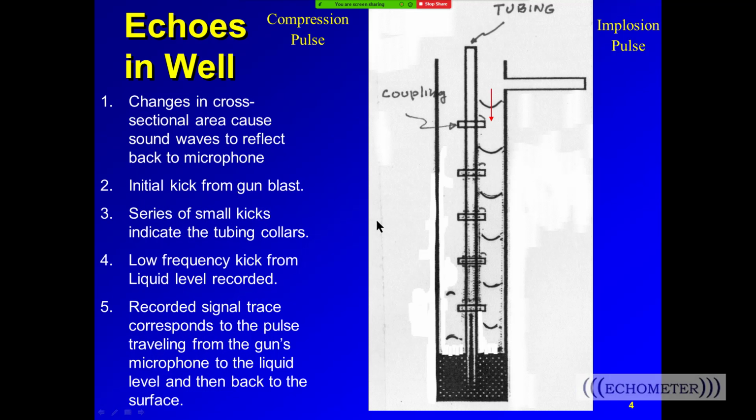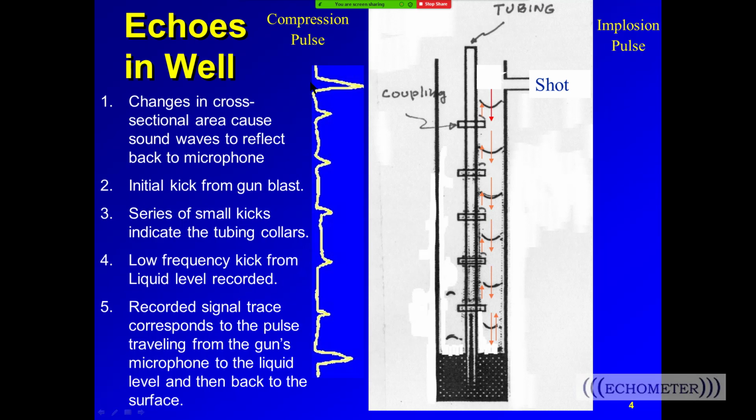Now, this is again trying to show the concept of an Echometer fluid level shot, and bang, the shot goes off. We send this traveling wave down the well, and at each of these changes in cross-sectional area, we get a reflection or an echo back to the microphone. The biggest kick will be the shot going off, and then we'll get these smaller kicks from the collars, and then we'll get a fairly large echo, a big echo kick, from the liquid level.